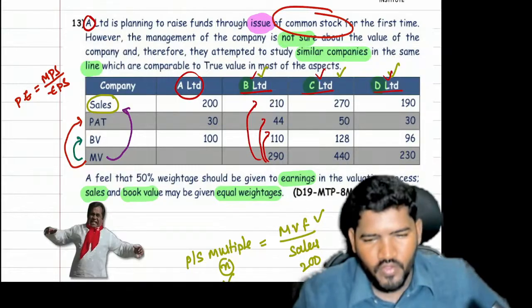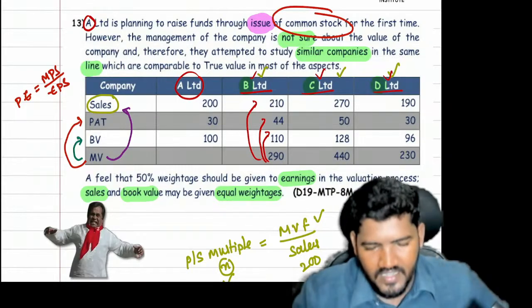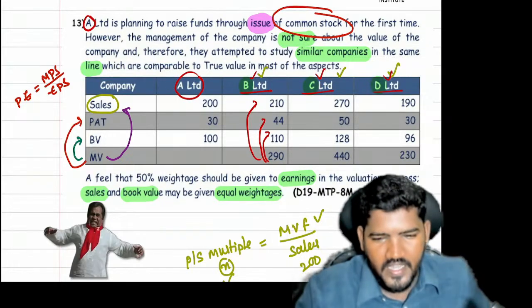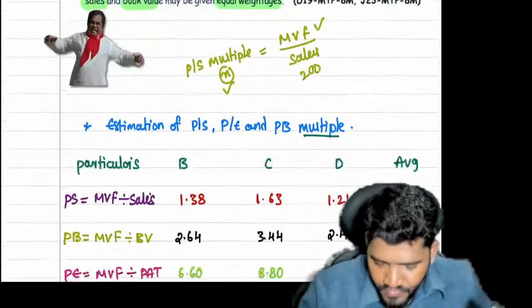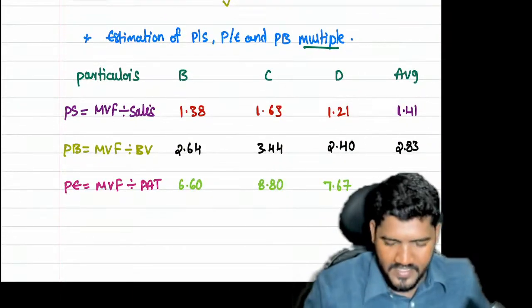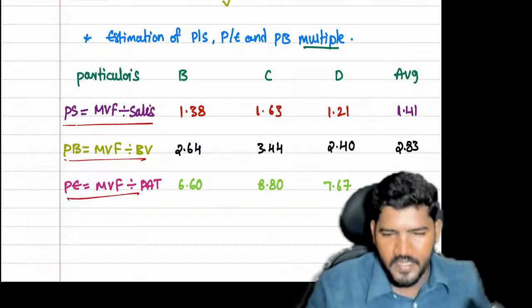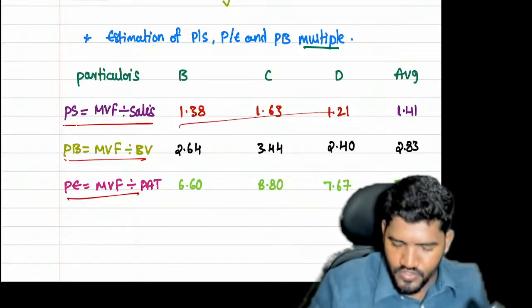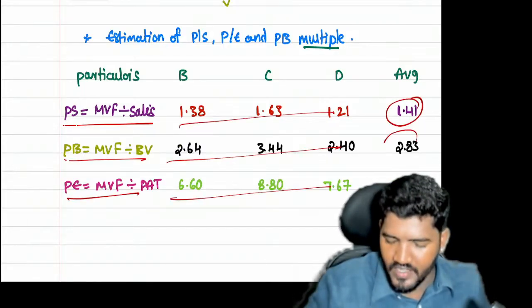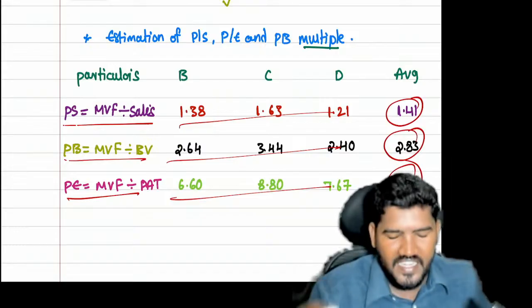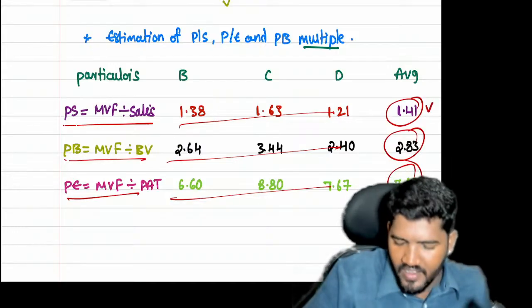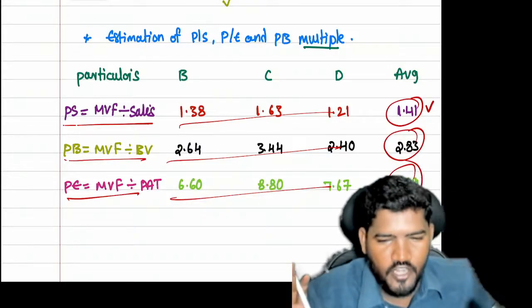If I have only one similar company, I will consider that. If I have more than one similar company, I will consider the average. First calculate the multiples, ratios: PS multiple, PB multiple, PE multiple. With the help of these, you have to take the average. So instead of a single company, you need to take an average for the fair value purpose.